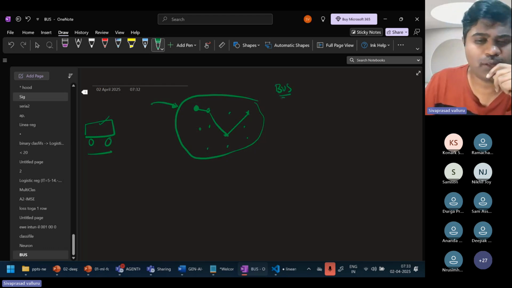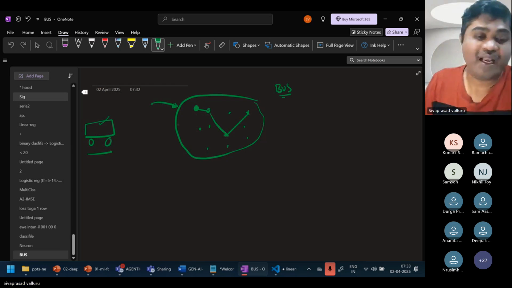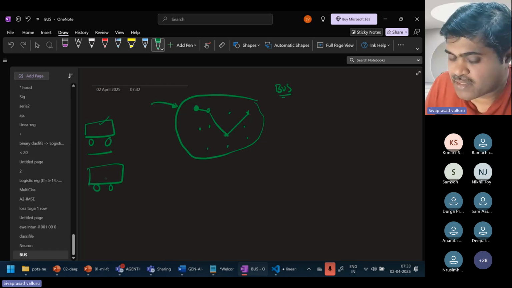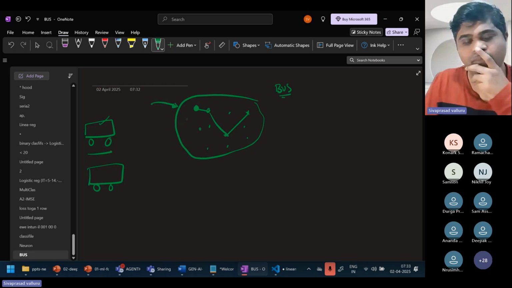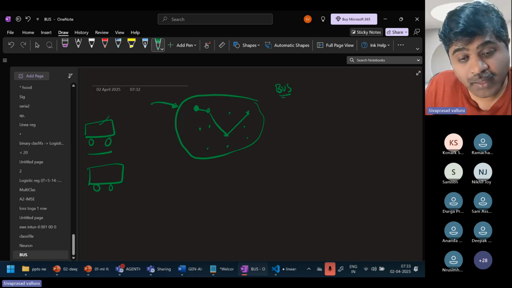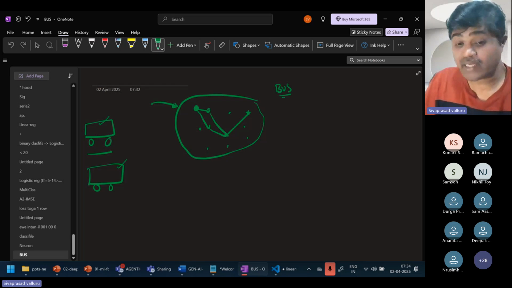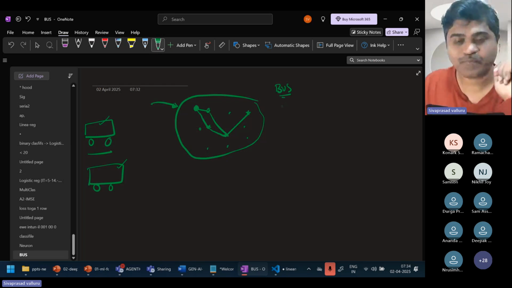My brain will understand, oh, if these neurons are getting connected when I get a signal, this is probably a bus. Now I'll see another type of bus. There are different types of buses, right? Again, the signal will go from my eyes to the brain. But this time, maybe this neuron got connected, this neuron got connected, and this neuron got connected. This time, when the second bus is seen, my brain will identify, okay, if these neurons get connected also, this is a bus.